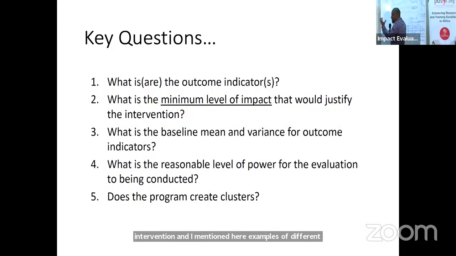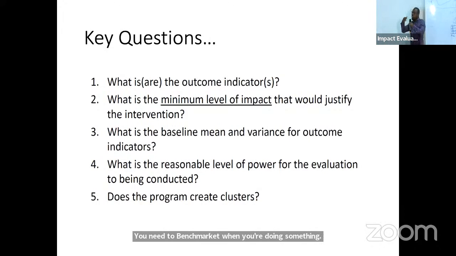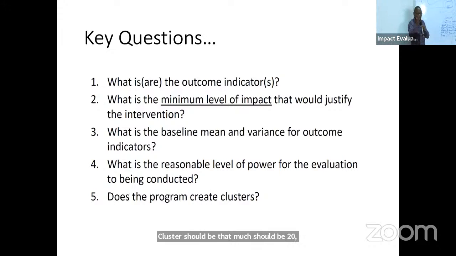And I mentioned here examples of different studies. You need to benchmark it when you're doing sampling strategy. In other words, when you are inputting your parameters into the OD, the optimum design software, you need to have a sense of these variables. Are we together? Once you plug in all the parameters, it will tell you the sample size should be this much, the cluster should be that much. It should be 20, 30, 100. It should not be more than this, or should not be less than this.